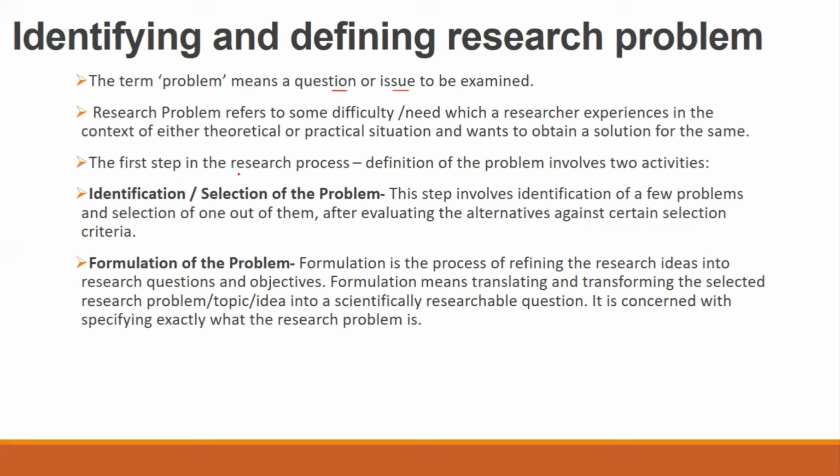The first step in the research process, that is the definition of the problem, includes two activities, that is identification or selection of the problem, then formulation of the problem. First is identification or selection of the problem. This step involves identification of a few problems and select one out of them after evaluating the alternatives against certain selection criteria.